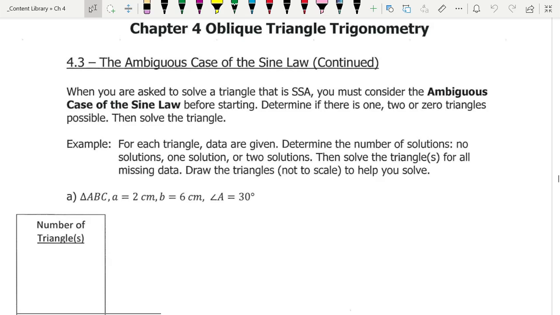When you are asked to solve a triangle that is side-side-angle, you know I'm going to call that angle side-side. They're being cowards here. You must consider the ambiguous case of the sine law before starting. Determine if there is 1, 2, or 0 triangles possible, then solve the triangle.